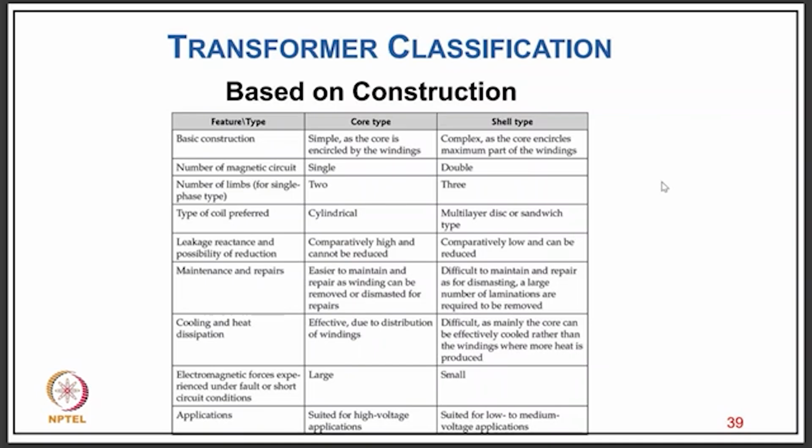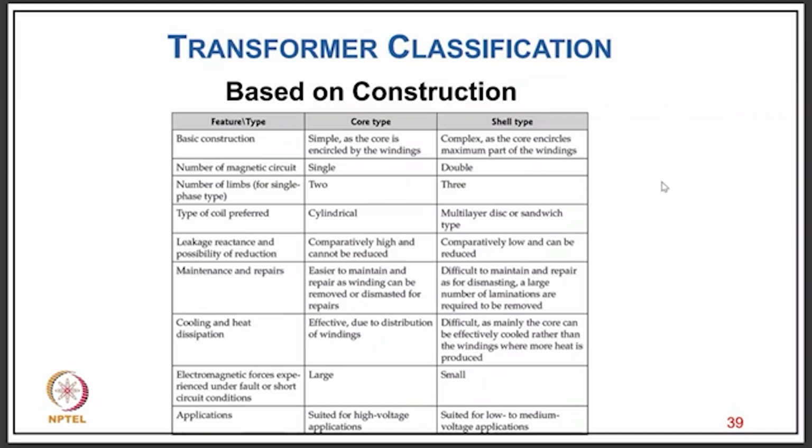The type of coil preferred is cylindrical in the core type, and in the shell type we prefer multi-layer disc or sandwich type, by which we can adjust the leakage reactance. The possibility of reducing leakage reactance is comparatively high in the core type and it cannot be reduced, but it is comparatively low and can be reduced in the shell type transformer. Maintenance and repair is easy for the winding in the core type. In the shell type it is difficult to maintain and repair, and for dismantling, a large number of laminations have to be removed. Cooling and heat dissipation is effective in the core type due to the distribution of winding, and difficult in the shell type because the core cannot be effectively cooled compared to the winding, where more heat is produced.